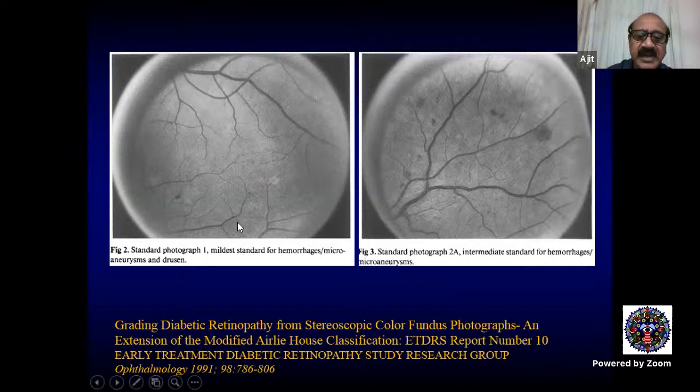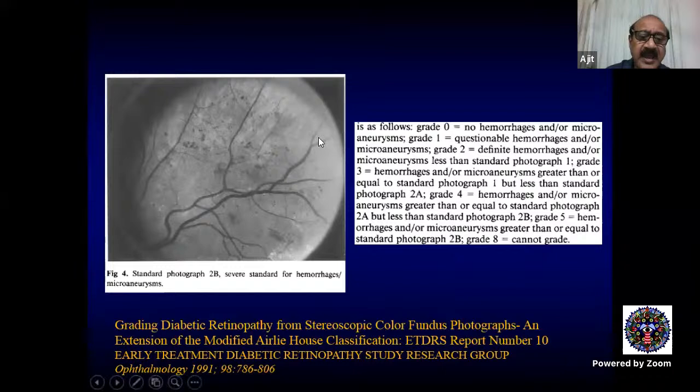For the mildest standard of hemorrhages and microaneurysms, they have given one photograph and refer to this as standard photograph 1. Wherever you study, they will mention standard photograph 1, and you need to have a mental impression of that. Standard photograph 2A is the intermediate standard for hemorrhages and microaneurysms. Again, they have given this classic picture. And standard photograph 2B is the severe standard for hemorrhages and microaneurysms, with the number of hemorrhages here.